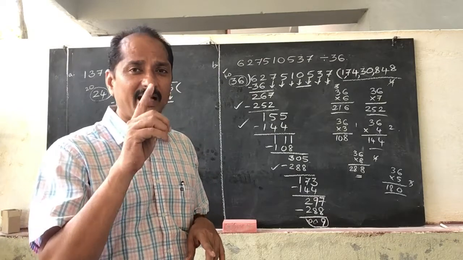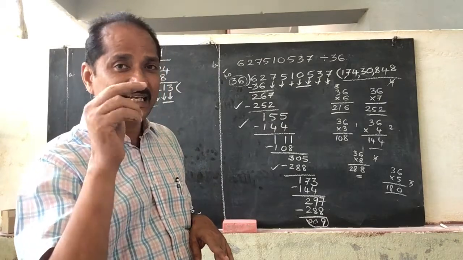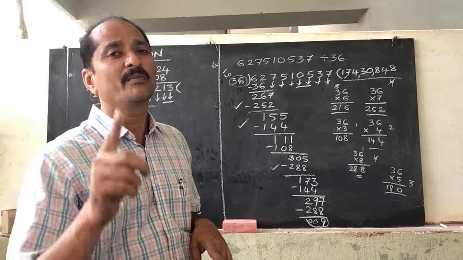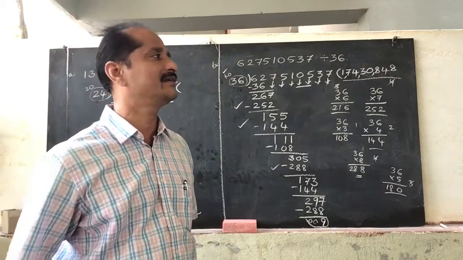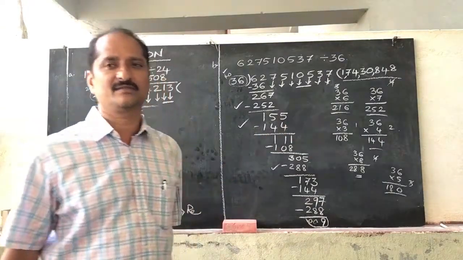So whenever you are bringing down 2 digits at a time, place 0 in the quotient. Okay, this is division. Okay, thank you.